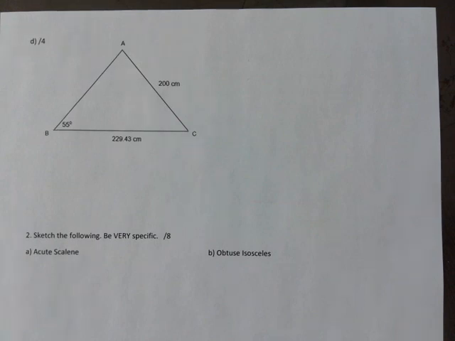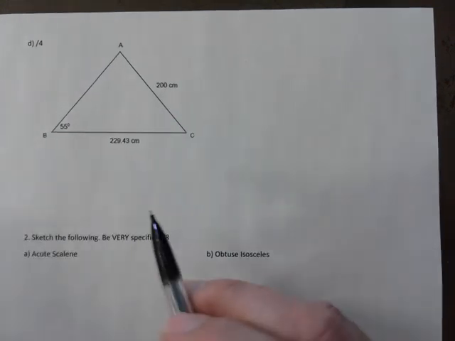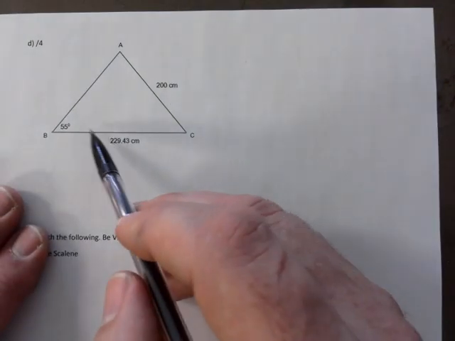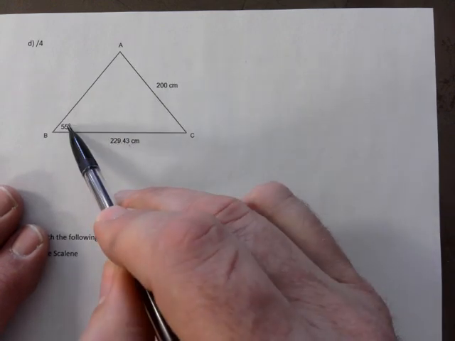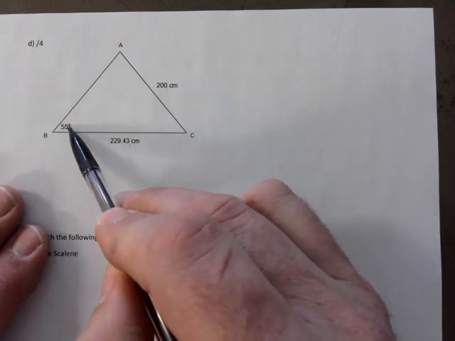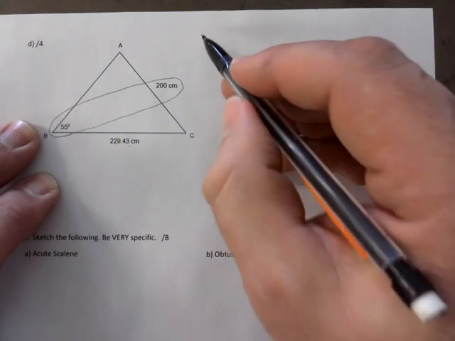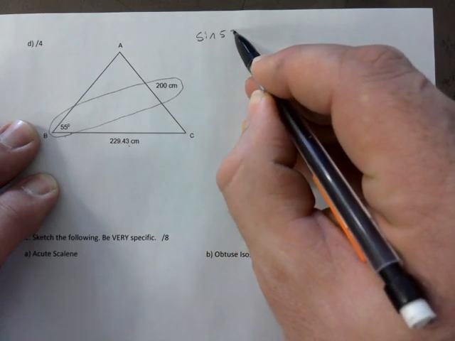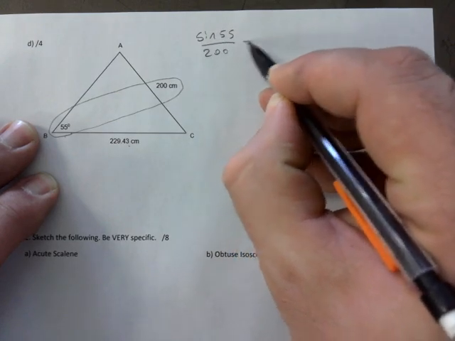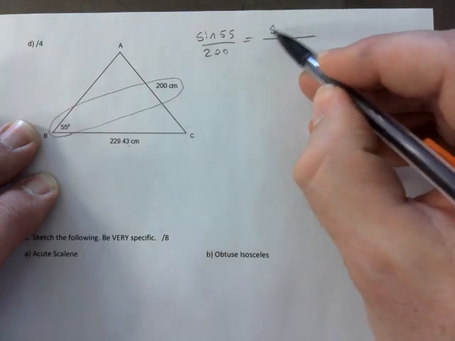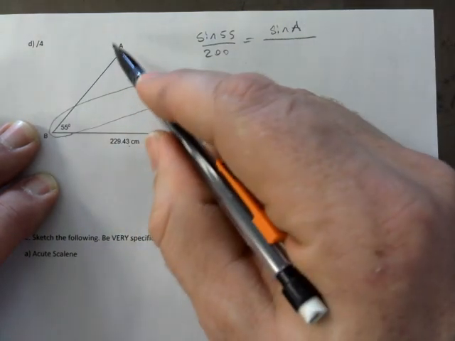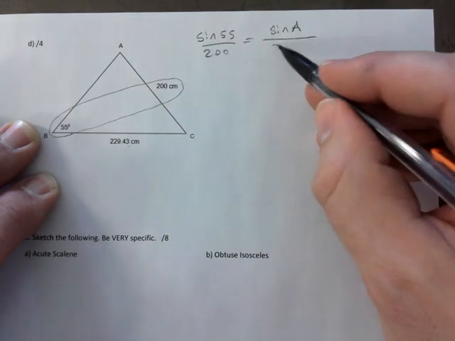Next, this one is worth 4 marks. So you've got 2 sides and 1 angle. Not enough information to make a conclusion. So when you see a pair, right, just go for it and use sine law, right? So sine of 55 over 200, sine of A, whatever that letter is, that's the angle across that side.